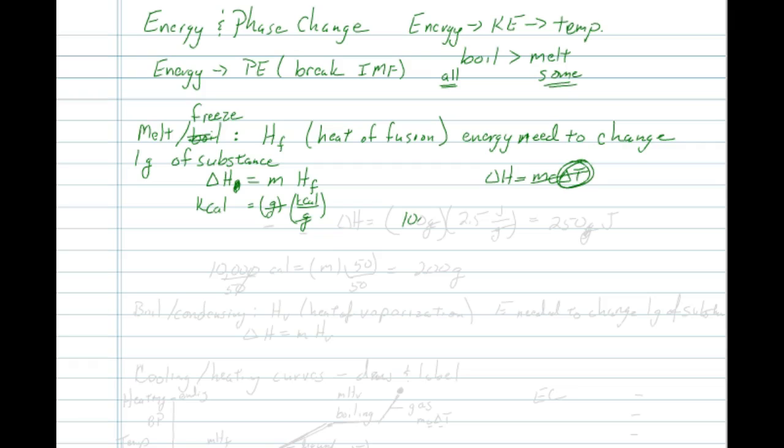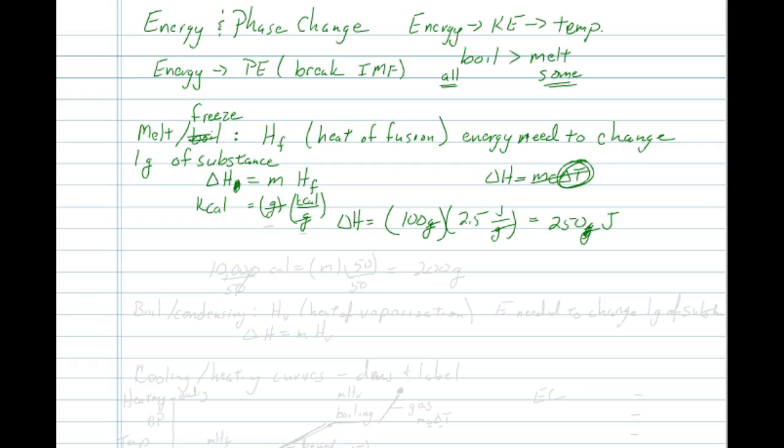For example, you have 100 grams of a substance with a heat of fusion of 2.5 joules per gram. If you multiply these two together, the grams cancel, and you get 250 joules of energy. You either need to add that much to melt, or you need to remove that much energy to freeze that substance.